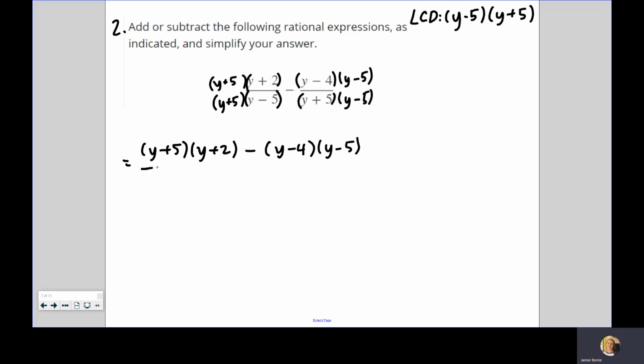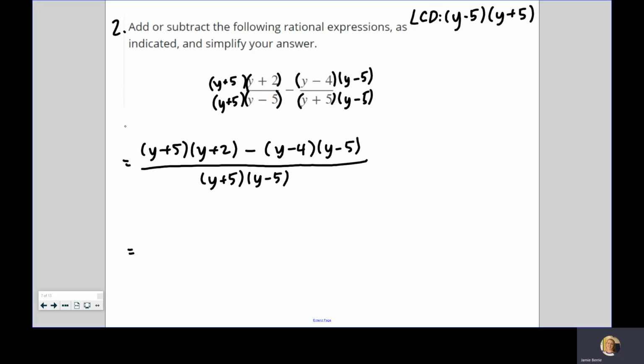It looks worse before it looks better. Actually, it may not look better at all by the time we finish. All right, so y plus 5, y minus 5. Remember, add or subtract the numerator, denominator stays the same. All right, so we need to multiply these out. Ugh, what a mess.